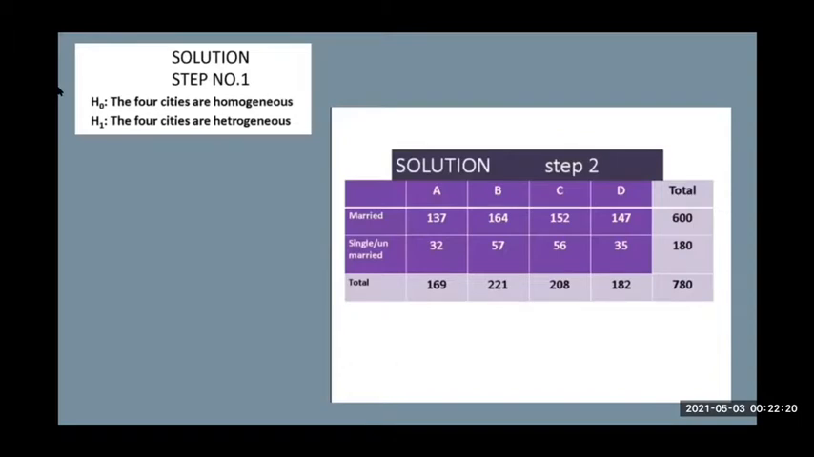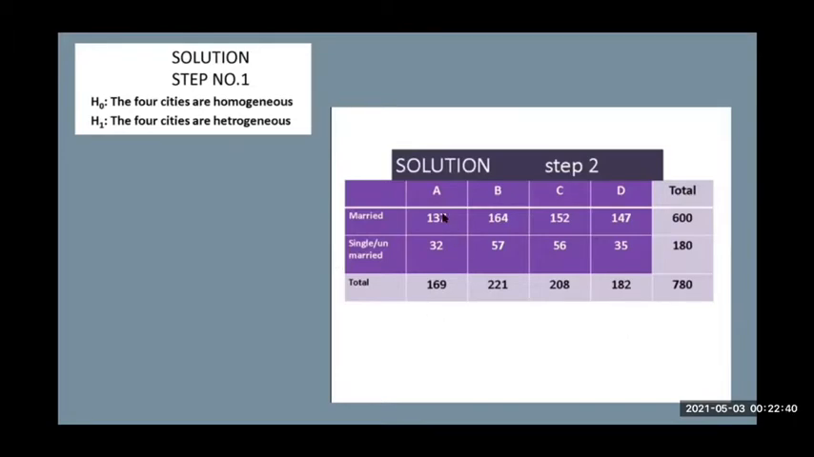Okay, so we have our null hypothesis here. The four cities are homogeneous, and our alternative is the four cities are heterogeneous. So this is our data.